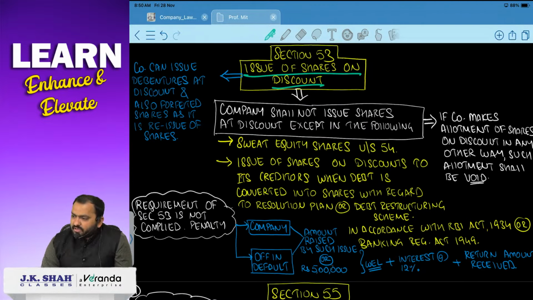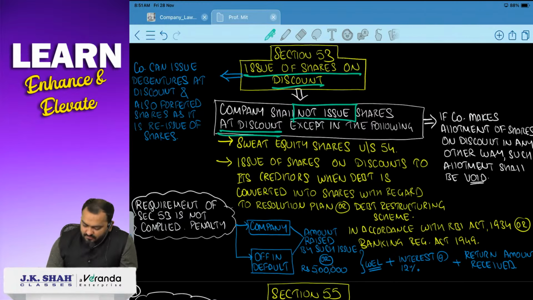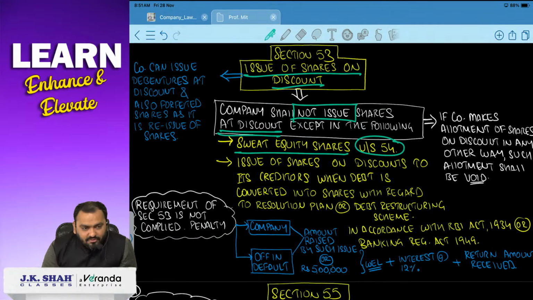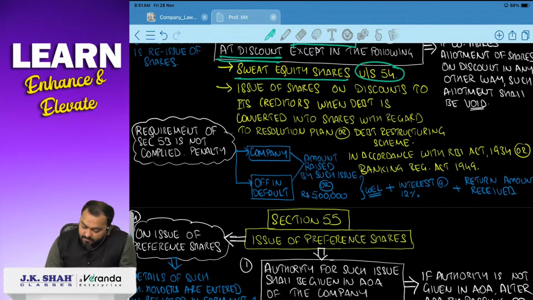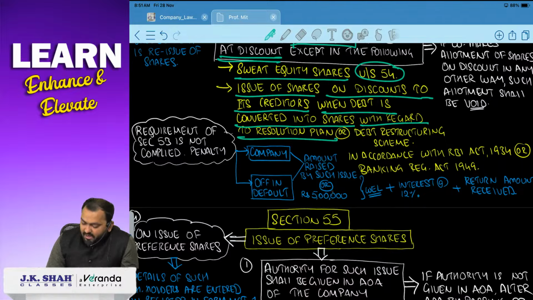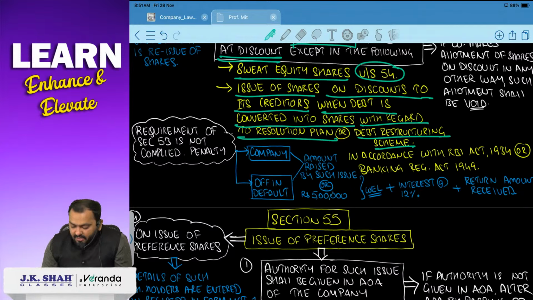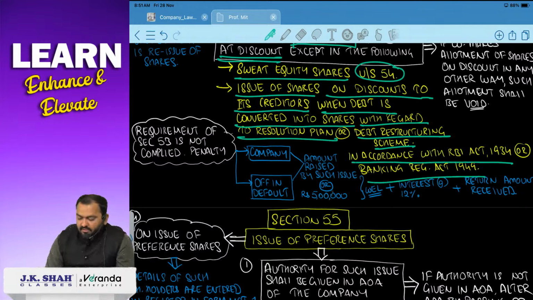Issue of shares at discount. Now what is this? Generally a company cannot issue shares at discount. Generally it is not allowed to issue shares at discount, but there are exceptions. What are the exceptions? Two exceptions. First, sweat equity shares under section 54 are allowed to be issued at discount. And secondly, if the company is issuing shares at discount to its creditors when the debt is converted into shares with regard to the resolution plan or debt restructuring scheme in accordance with the RBI Act or Banking Regulation Act.